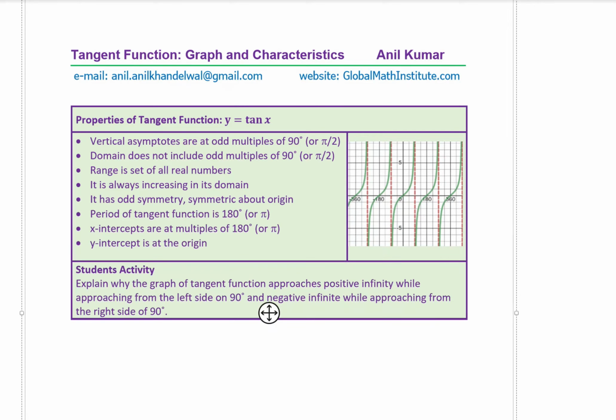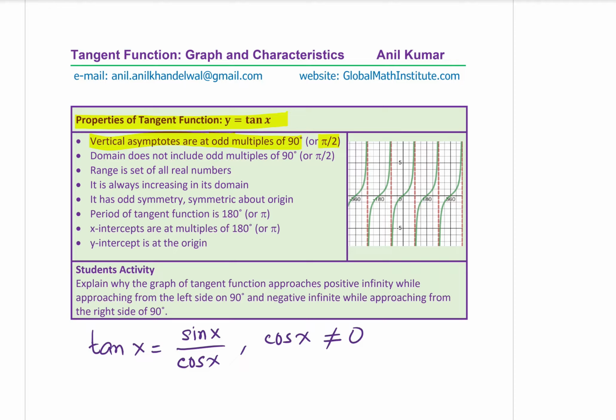So now, once again, let's look into the parameters. First one is always look at the vertical asymptotes, right? So at odd multiples of 90 degrees or pi by 2, the vertical asymptotes exist. And the reason is very simple because tangent x is basically sine x over cosine x, correct? Where cosine x is not equal to 0, it is in the denominator, correct? Now, zeros of cosine x are what?